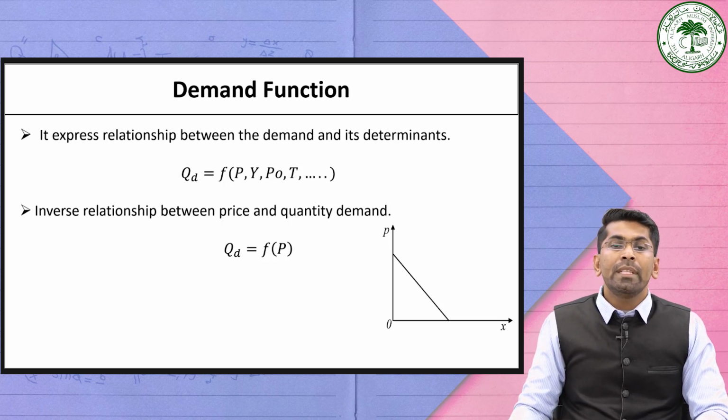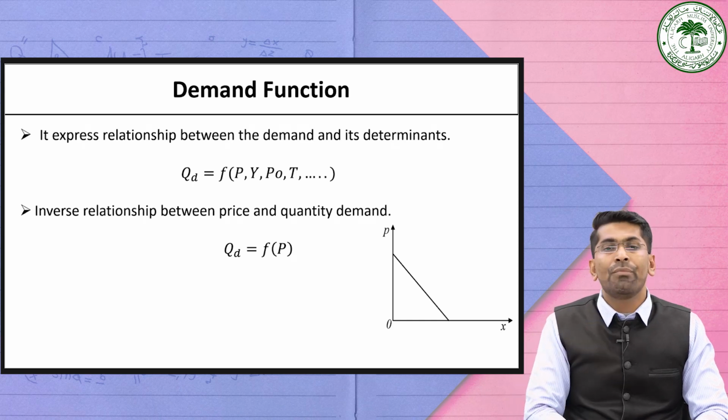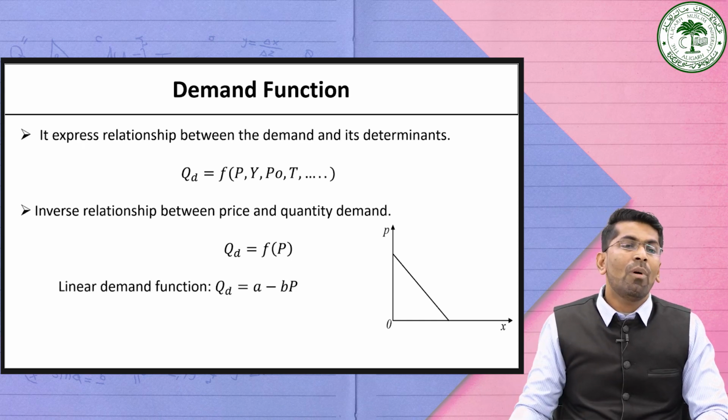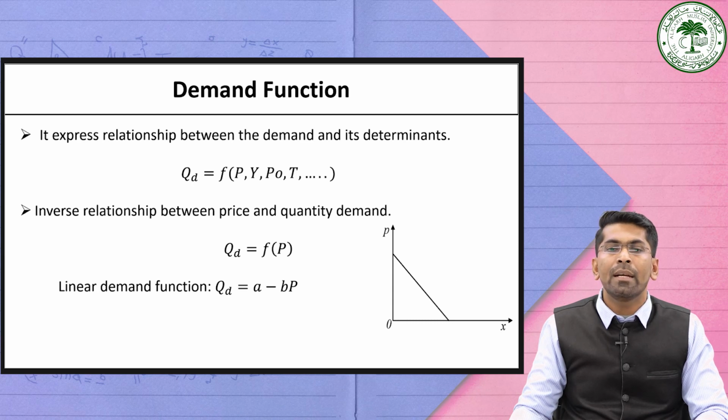Now see a simple example of a linear demand function. The quantity demanded is equal to A minus BP, where QD is the quantity demanded, P is the price of the commodity, and A is the intercept of the demand curve.